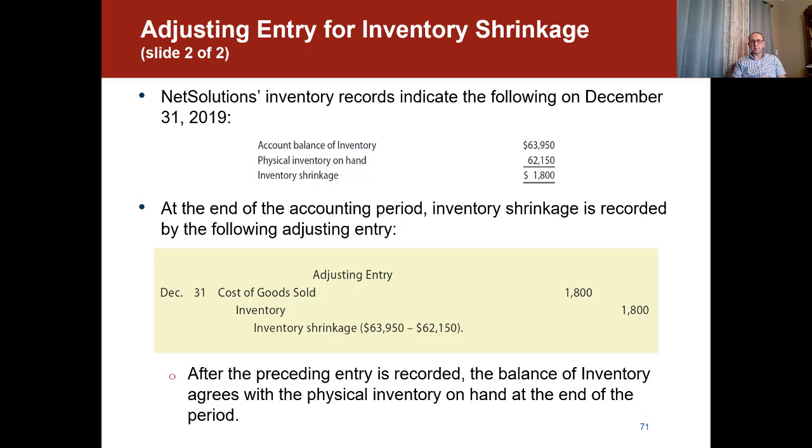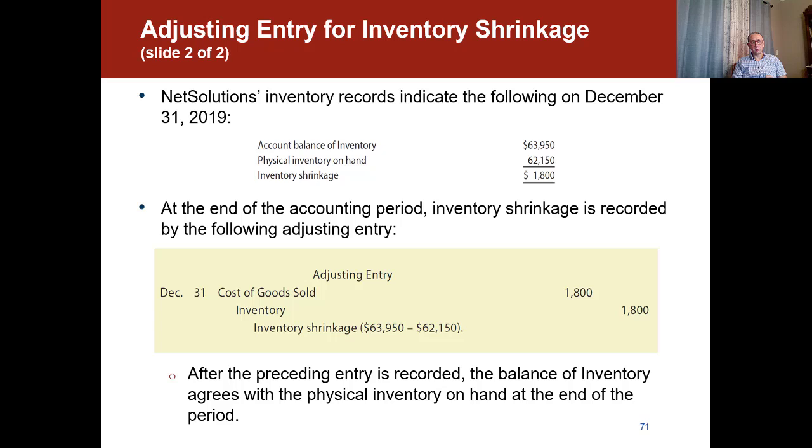So we have an example here about Net Solutions. The Net Solutions inventory records indicate the following on December 31st, 2019. They have an account balance of inventory of $63,950. They have physical inventory in hand of $62,150. So the records show a higher value compared to what we have in hand. If we do the physical count, we find that it's only $62,150, but if we look at the records, it's more. So in this case, we can identify there is inventory shrinkage of $1,800.